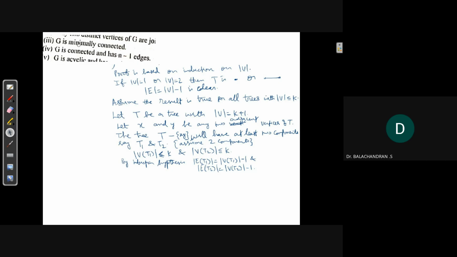Minimally connected implies connected, that is fine. Now minimally connected implies G is a tree, which we already proved in the last lecture. The only thing I need to prove is that it has n minus 1 edges. For this part we already proved it.